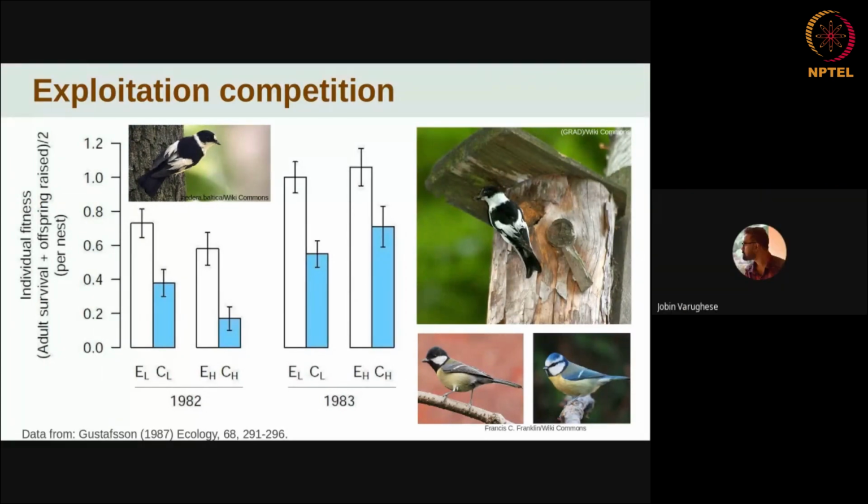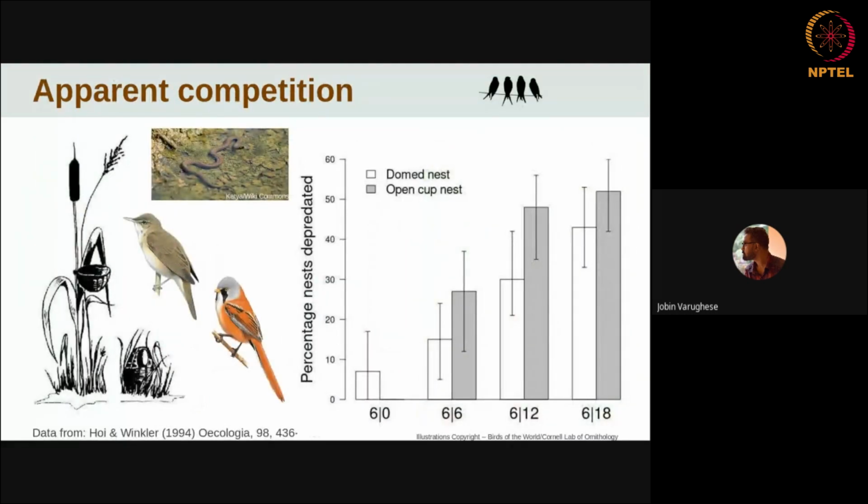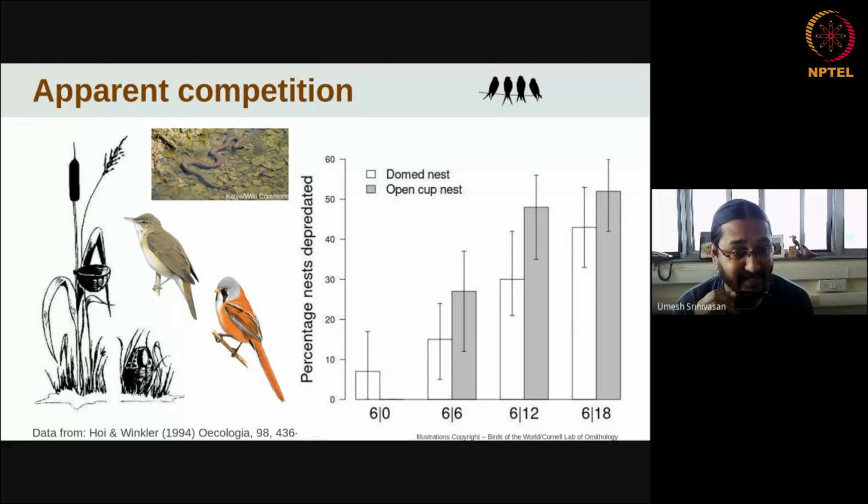All right. So the next question is from the Hoey and Winkler 1994 paper about the dome and the open cup nest study. The person is asking, for the warbler with the dome and open cup nest, was the study done with changing the number of dome nests, keeping open nests the same? So the number of dome nests remains the same. The number of open cup nests changes. So the dome cup is in white bars.